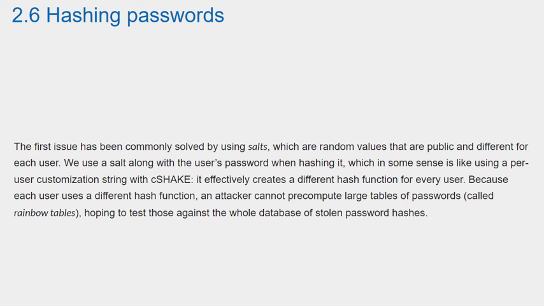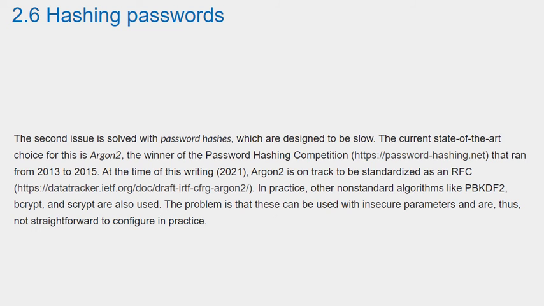The first issue has been commonly solved by using salts, which are random values that are public and different for each user. We use a salt along with the user's password when hashing it, which in some sense is like using a per-user customization string with cSHAKE. It effectively creates a different hash function for every user. Because each user uses a different hash function, an attacker cannot pre-compute large tables of passwords, called rainbow tables, hoping to test those against the whole database of stolen password hashes.